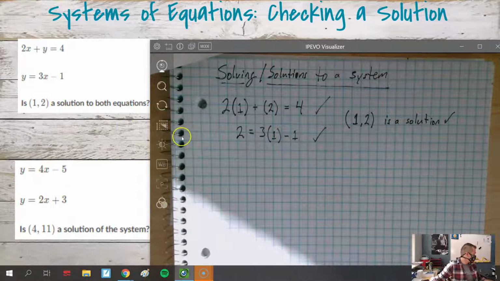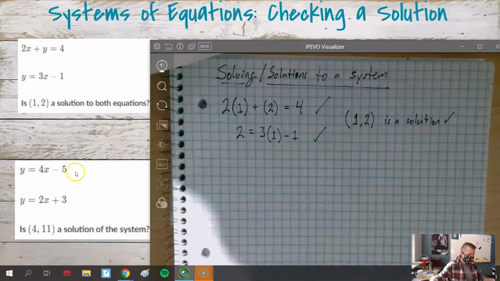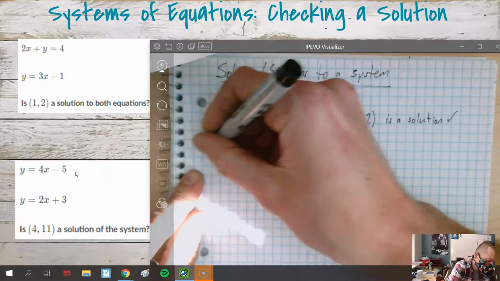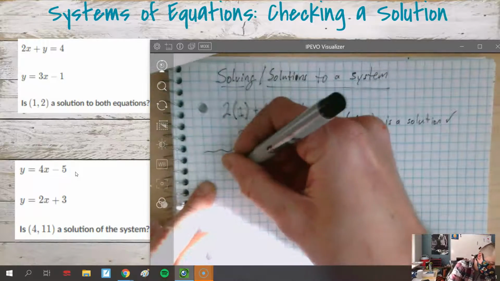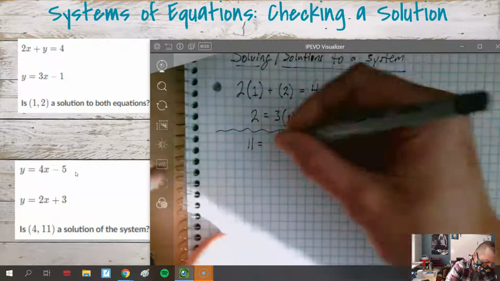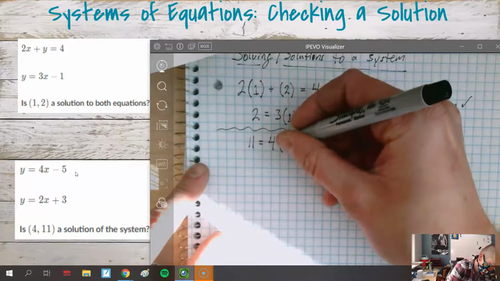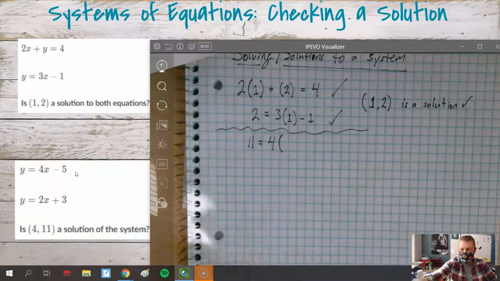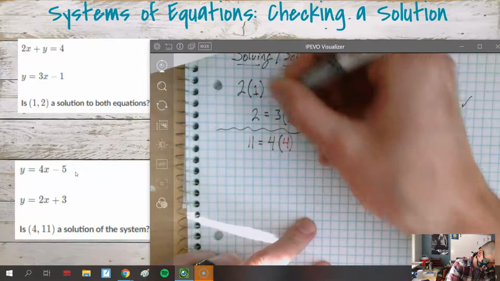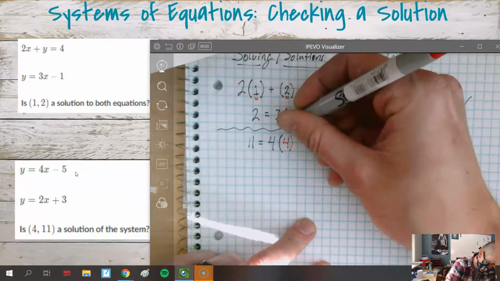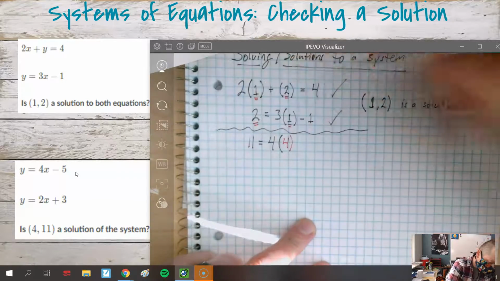I use notes and then I use my dot cam. So right here, now this one's slightly easier because they're both in y equals form. So for this one, we're going to plug in the 11 anywhere we see the y, and plug in the 4 anywhere we see the x. So we're going to say, is 11 equal to 4, substitute in, I'll color code this. I'm going to make the points I'm subbing in red. This was subbed in, this was subbed in, this was subbed in, and this was subbed in.